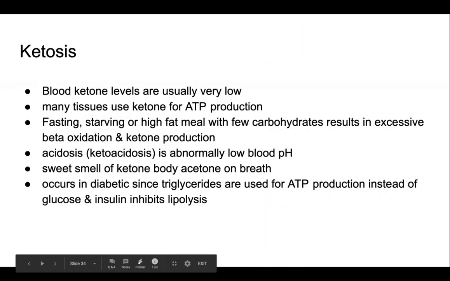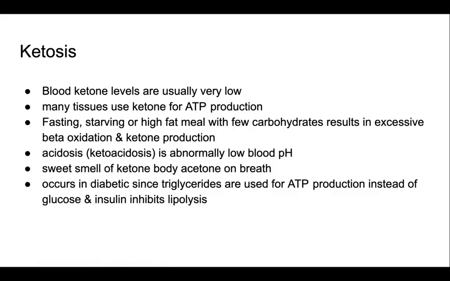So ketosis occurs when the blood ketone levels are higher. Normally, blood ketone levels are really low. Some tissues can use ketones for ATP production. So during fasting, starving, or a high-fat meal with few carbohydrates, where you've done a lot of beta oxidation, you can have ketone production. You can also have it after prolonged exercise. So you'll see this sometimes with endurance athletes. Go volunteer at the end of a marathon and you will smell the ketones on people.